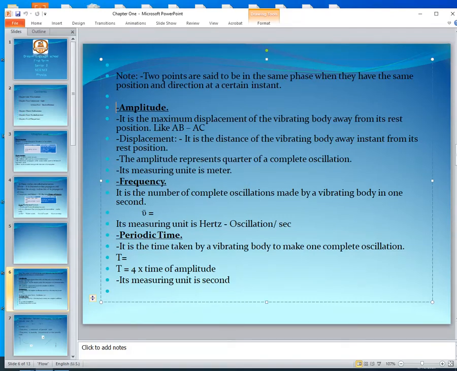Okay, everybody, now let us complete our discussion about the concepts of the wave motion. Here, one of the most important concepts is the amplitude. What is the meaning of the amplitude?